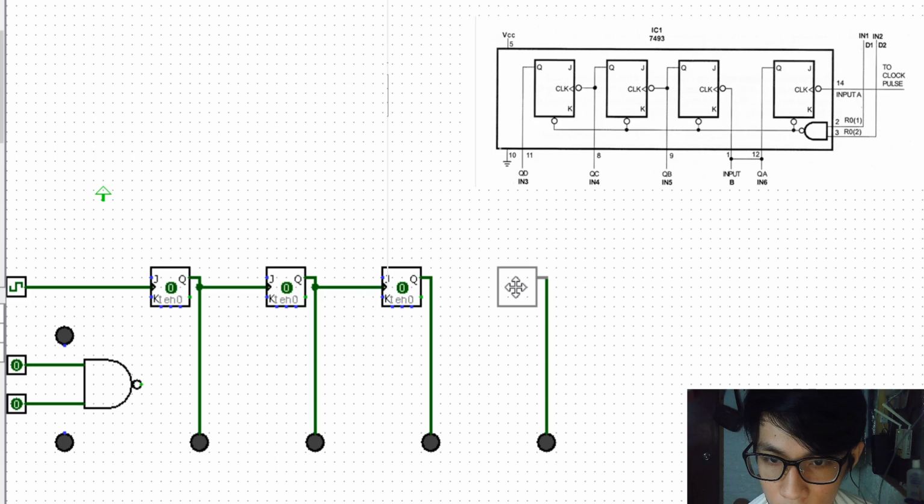So next, let's connect the supply to the J input. So here, J, K. It will be a toggle since it has a logic 1 level for both J and K. It will act as a toggle.